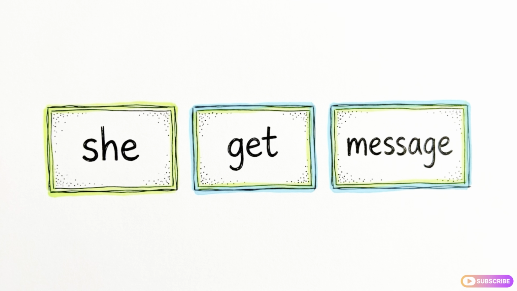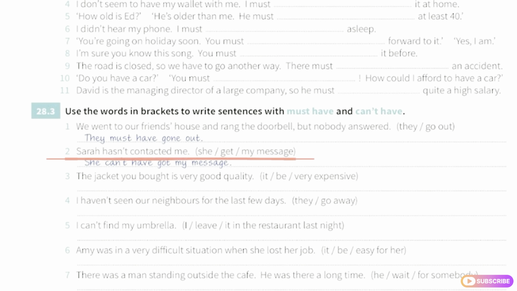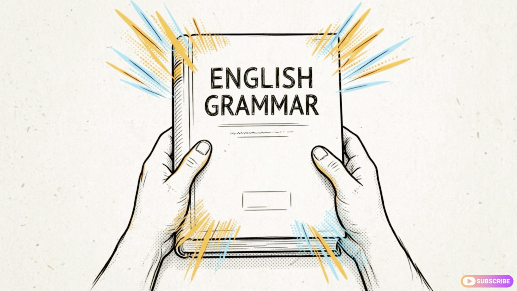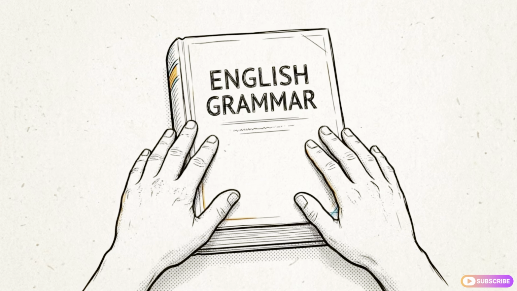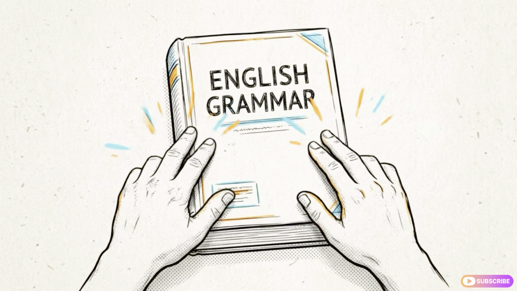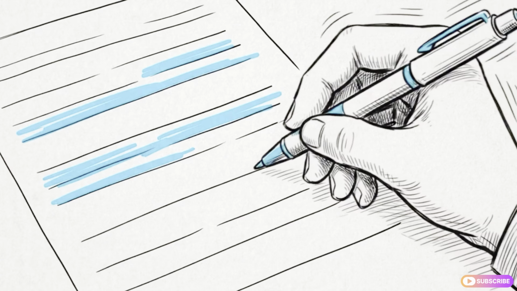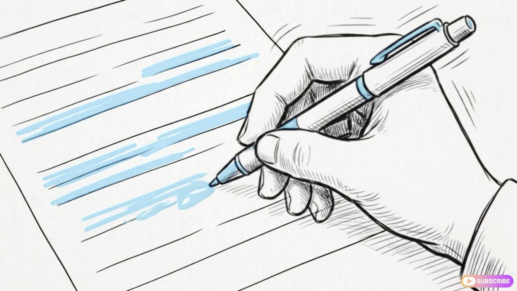Finally, exercise 28.3 requires you to build entire past tense sentences from provided prompts. In question 2, the prompts are she, get, and my message. Since Sarah hasn't contacted me, it's logically impossible she received it. To express this past event, we write the subject she, modal can't, have, and past participle got. By analyzing the situation and applying the past tense formula, you have successfully constructed the most complex deduction in the unit. As you can see, you now have a reliable system for breaking down every single scenario on this page.